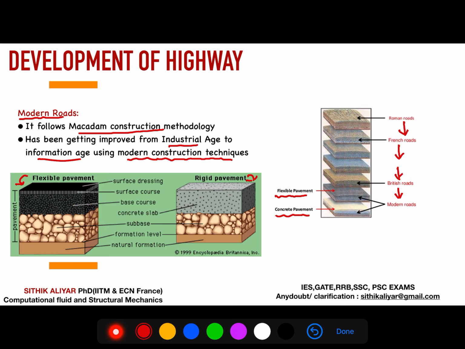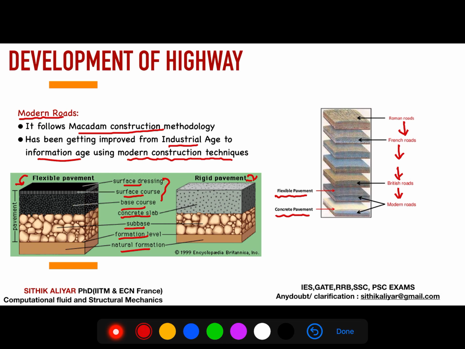Okay, you can pause the video and look at this clearly for 2 minutes. You should try to understand what is surface dressing, what is surface course, what is base course. Those things are not there in rigid pavement, because everything is covered as a concrete slab. But subbase is common for both, along with the formation level and the natural formation. Natural formation is soil, then they have a formation level, then a subbase, and the concrete road is laid. So a concrete road does not need surface dressing, surface course, base course. It is just like a slab. Like how your house has a concrete slab, similarly your rigid pavement will have a slab.